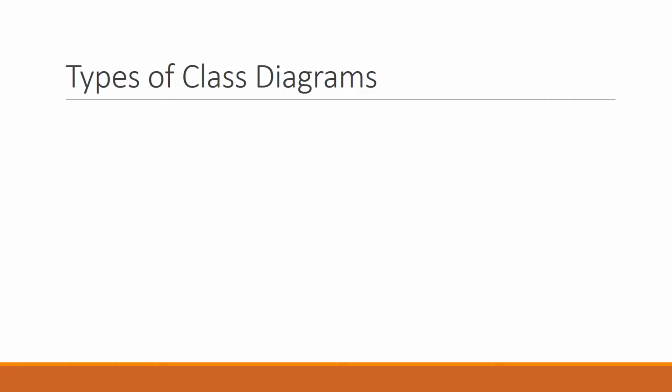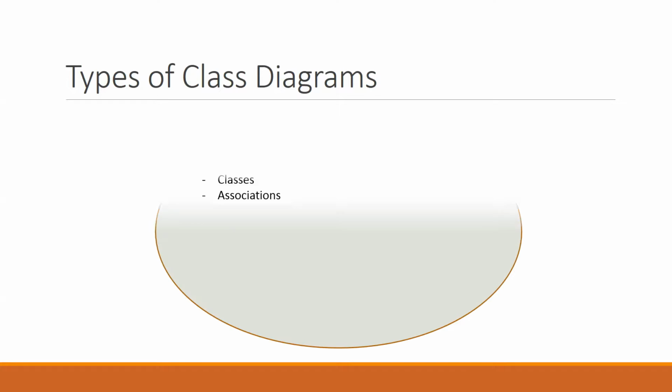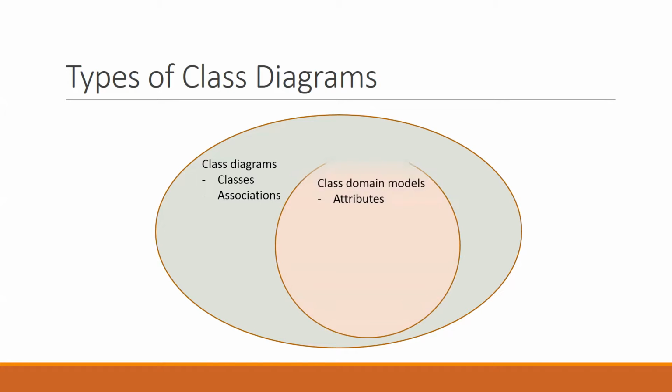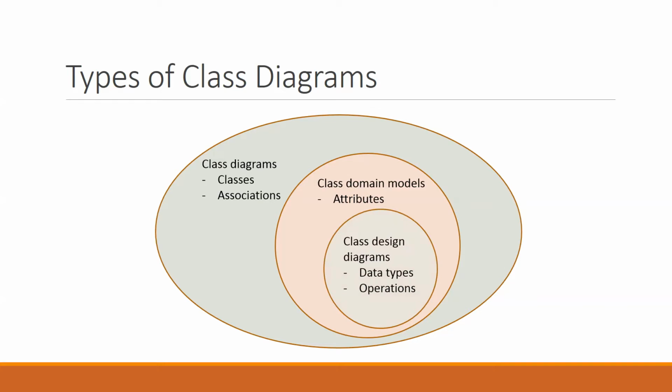In summary, there are three types of class diagrams. The first is simply known as class diagrams, and they have classes and associations. Now, all class domain models are also class diagrams, but they include attributes. And in fact, all class design diagrams are also class domain models, and therefore they are also class diagrams. And class design diagrams have data types and operations.